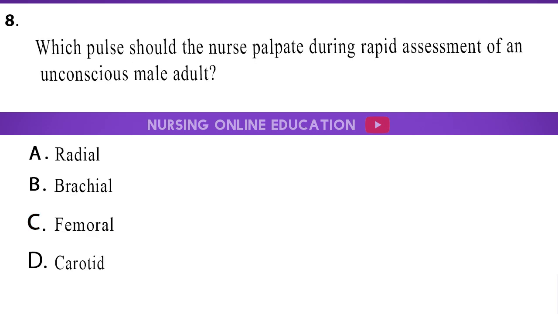8. Which pulse should the nurse palpate during rapid assessment of an unconscious male adult? A. Radial. B. Brachial. C. Femoral. D. Carotid. The answer is option D, carotid.